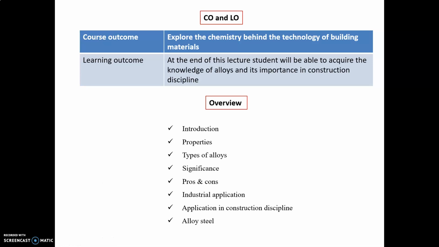The course outcome of this specific topic is to explore the chemistry behind the technology of building materials, and the learning outcome is that at the end of this lecture, students will be able to acquire the knowledge of alloys and their importance in the construction discipline. An overview of this topic is: introduction, properties, types of alloys, significance, pros and cons, industrial application of alloy materials, applications in construction discipline, and alloy steel.